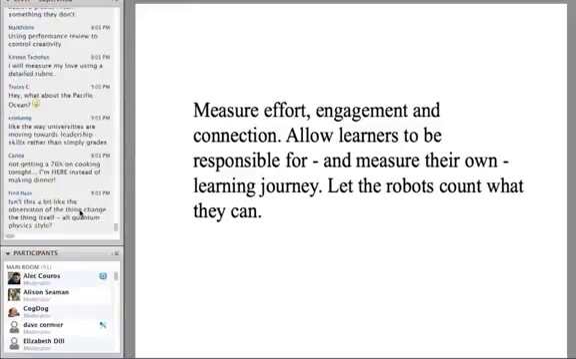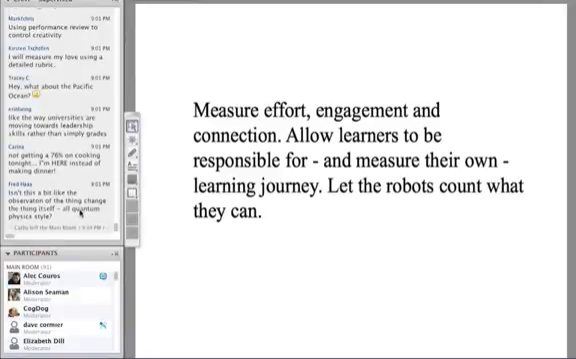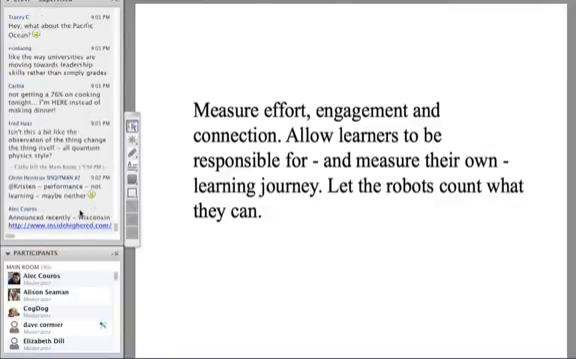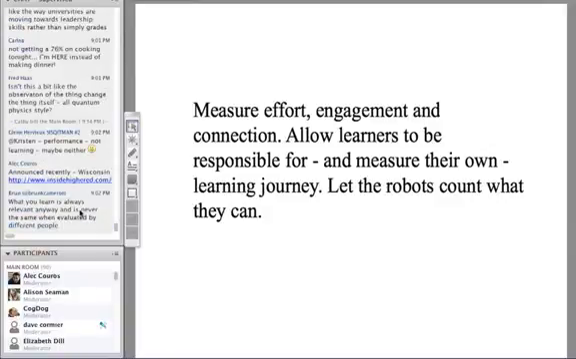If we can measure effort and engagement and connection, right? If those are the things we're talking about, I can tell you how many times somebody posted. I can tell you how many connections they've made. And there's some ways of getting robots to do that. There are ways of checking to see how many links and how many different things that they've done. Those things are possible. But if those students are responsible for their own learning, for measuring their own learning, we count them up with some robots to make sure that there's something happening over there.